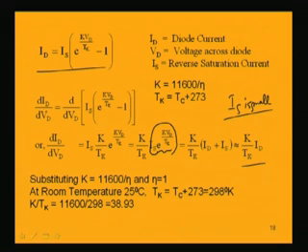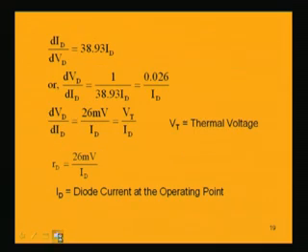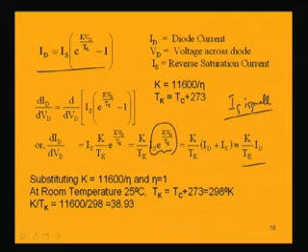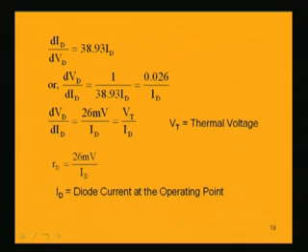Now, at room temperature, considering 25 degree centigrade, which is typically done in all these calculations, 25 plus 273 will be 298. The value of K by Tk then becomes 11600 by 298, because eta value is 1, and it gives 38.93. Now, replacing this in the original equation, dId by dVd is equal to 38.93 into Id.